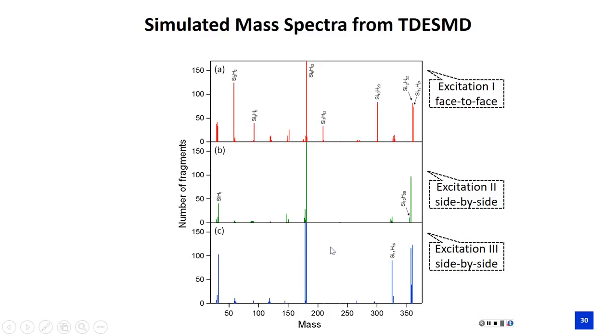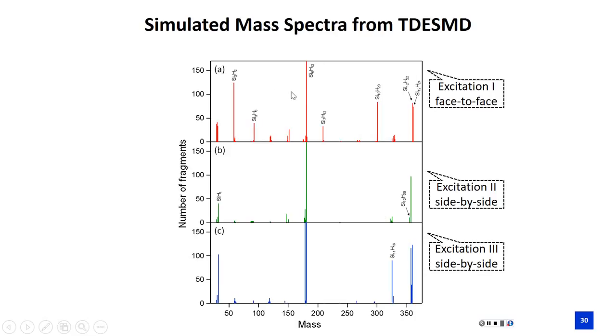This is because for the simulation starting with the face-to-face configuration, dimerization happens before dehydrogenation. But for simulations starting with the side-by-side configuration, dehydrogenation happens before dimerization.